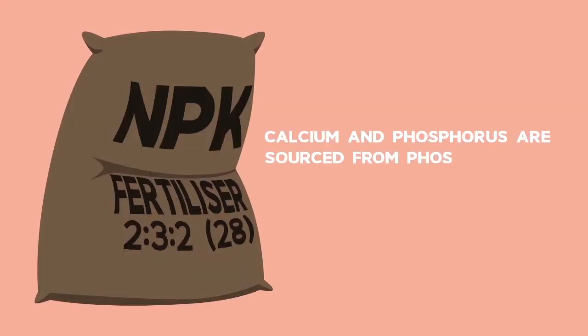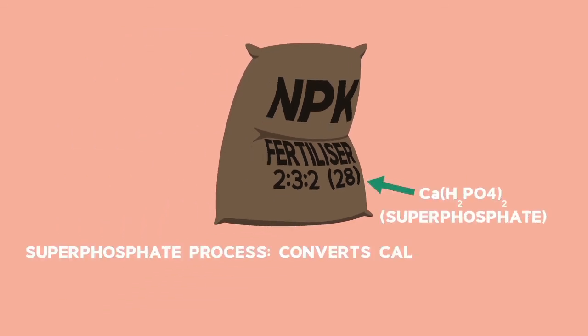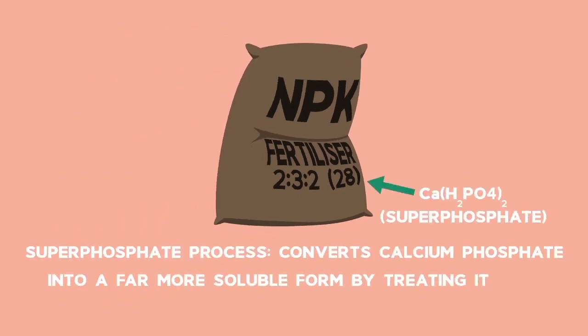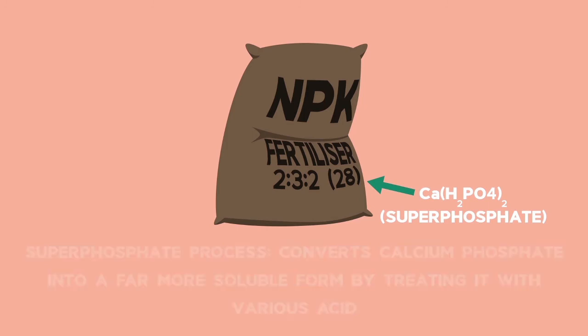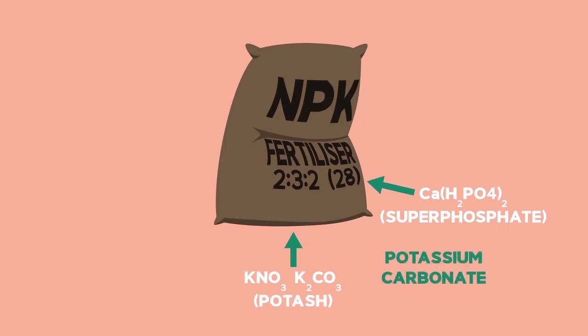Calcium and phosphorus are sourced from phosphate minerals mined from the ground. The superphosphate process converts calcium phosphate into a far more soluble form by treating it with various acids. Potassium is mined as a mineral called potash, which is actually just potassium carbonate.